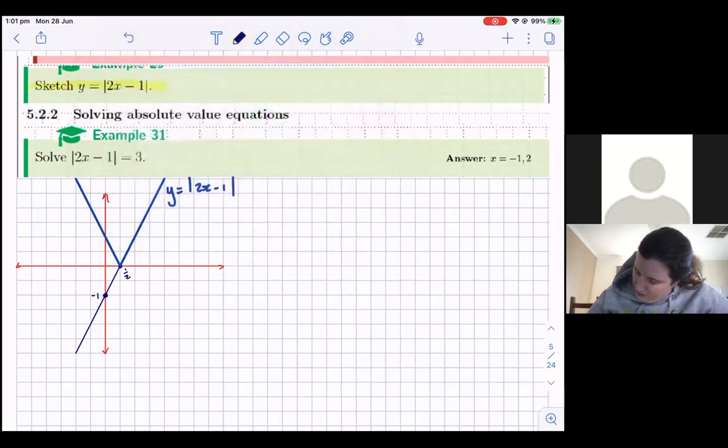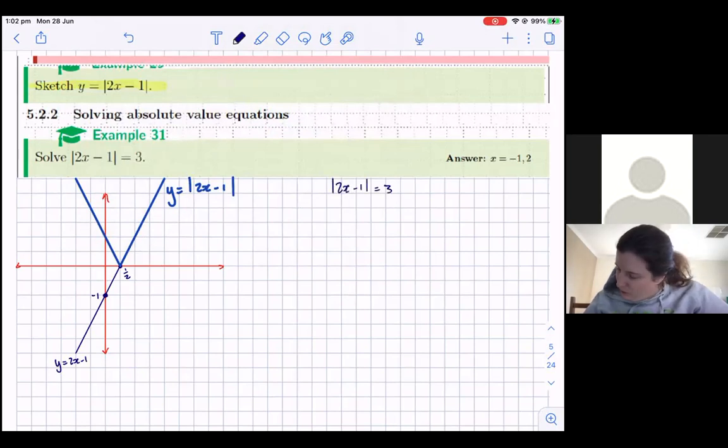And down here, it was just y equals 2x take 1. Okay, if we're solving equations, though, it's actually a much simpler process. If I've got 2x take 1 equals 3, I could do it off my graph if I did my graph well enough, which I usually don't. I'm going to do it algebraically.